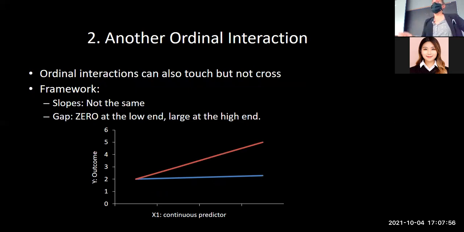So here's another kind of ordinal interaction where they are touching within our observed range of data, but they're not actually crossing. The slopes here are not the same, and the gaps are not the same. But down at this low end, there's no difference between my groups. But up at this high end, there is a difference between my groups.